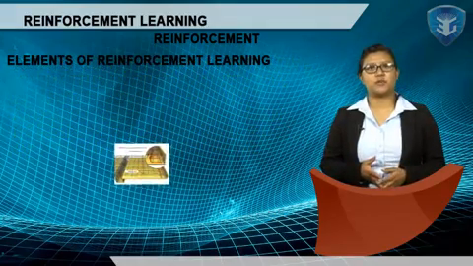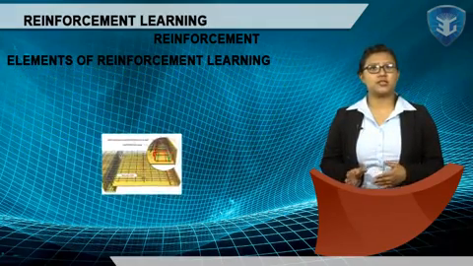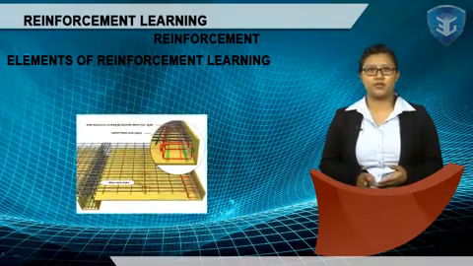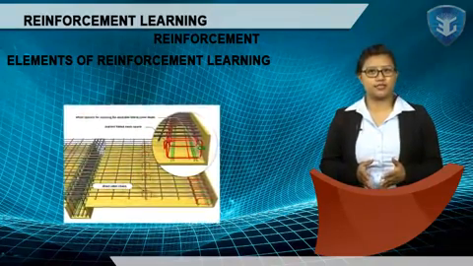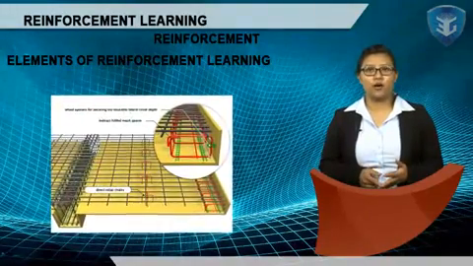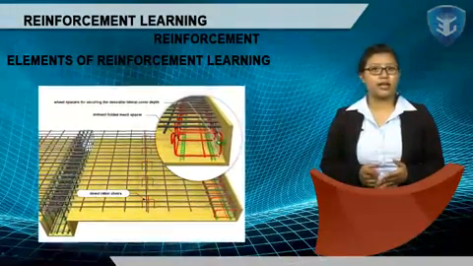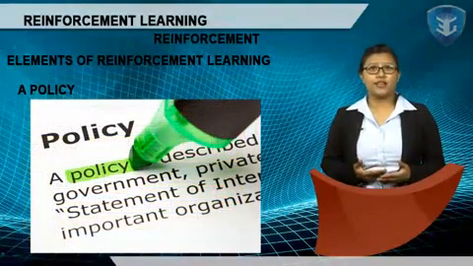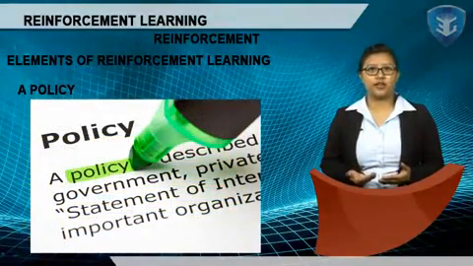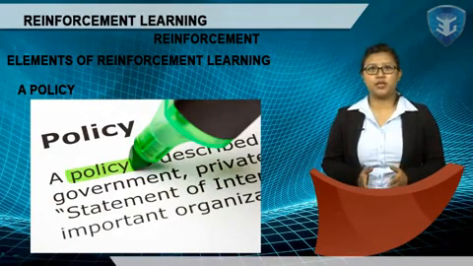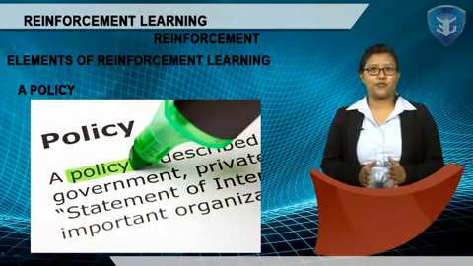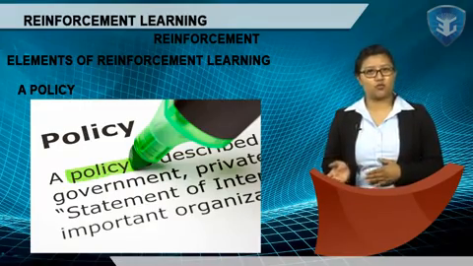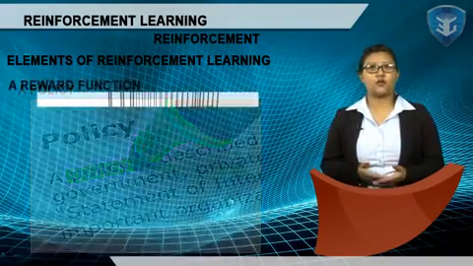Elements of reinforcement learning. Beyond the agent and the environment, one can identify four main sub-elements to a reinforcement learning system: a policy, a reward function, a value function, and optionally a model of the environment. A policy defines the learning agent's way of behaving at a given time. Roughly speaking, a policy is a mapping from perceived states of the environment to actions to be taken when in those states.